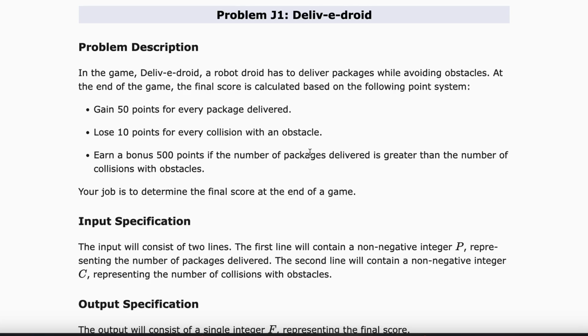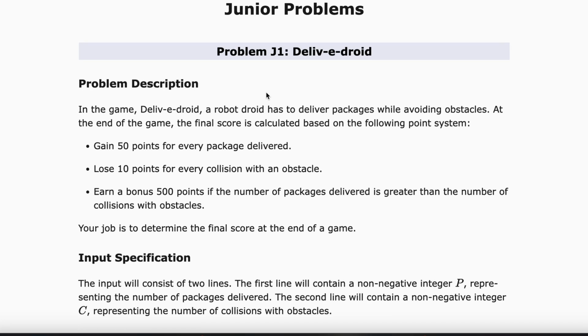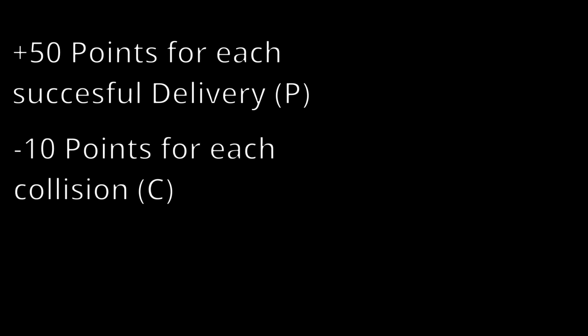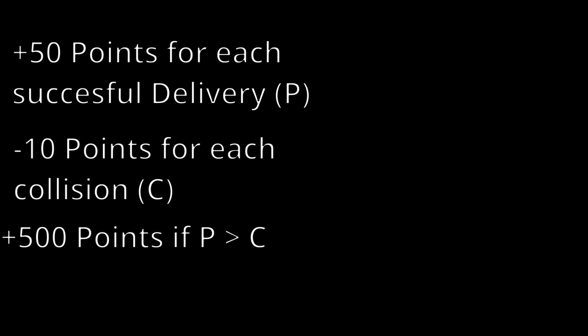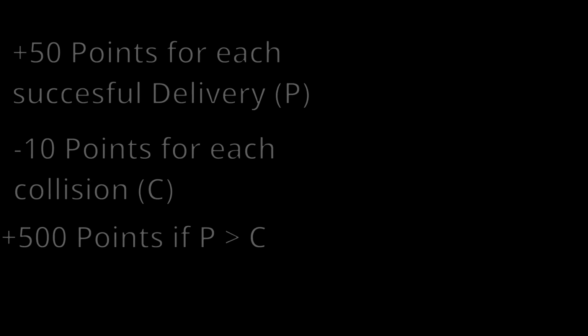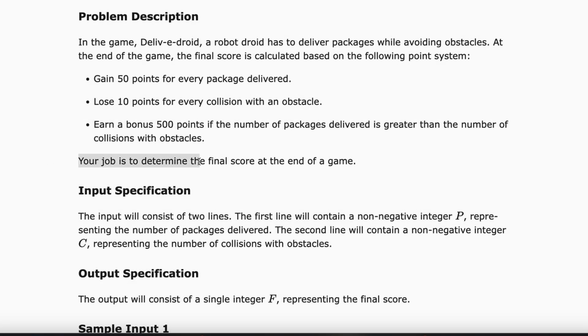Okay, so today we are going to be solving the 2023 Canadian Computing Contest Junior Problem number 1. The first problem is Delivery-e-droid. At the end of the game, the final score is calculated based on the following point system: 50 points for each package successfully delivered, you lose 10 points for every collision with an object, and you earn 500 points if the number of packages delivered is greater than the number of collisions with objects. So what we want to find is the final score at the end of the game.